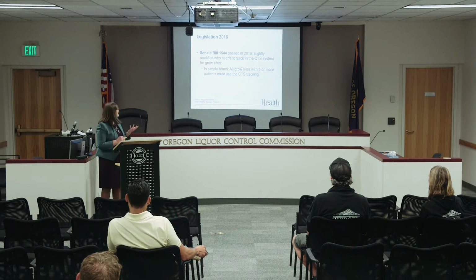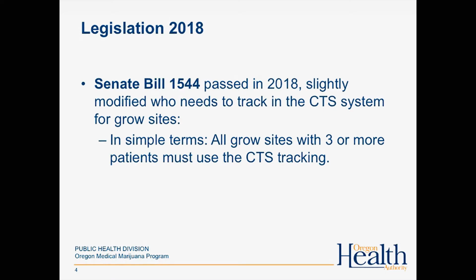Senate Bill 1544 modified it. In the simplest terms, if you are at a location that has 3 or more patients, you need to use the tracking system. So basically you would be at a site that has more than 12 plants. It can be any combination. You could have 3 growers, each with 1 patient. You could have 1 grower with 3 patients, whatever the combination. That's why we went with the simplest terms.